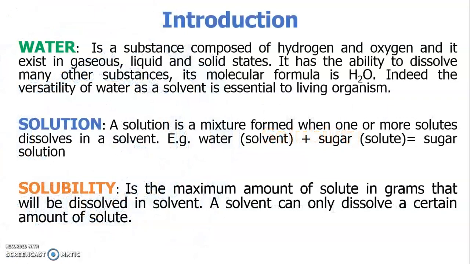Now, what is water? Water is a substance composed of hydrogen and oxygen, and it exists in gaseous, liquid and solid state. It exists in a gaseous state as steam, in liquid state as water, and in solid state as ice. It has the ability to dissolve many other substances. Its molecular formula is H2O. That means it has two atoms of hydrogen and one atom of oxygen.